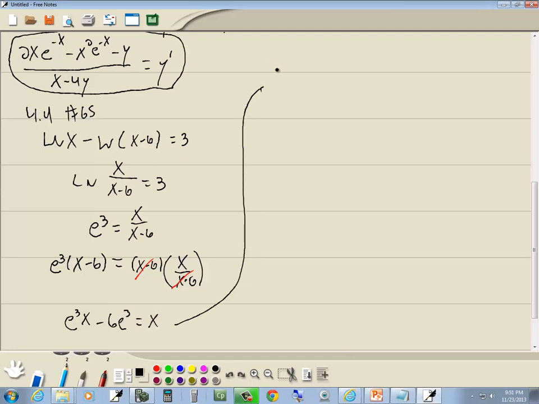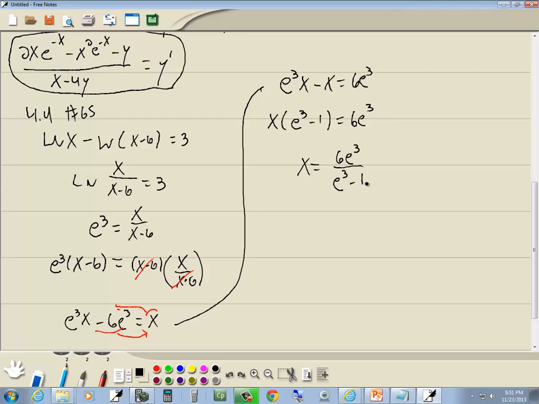Now we're trying to get x by itself, so we're going to get everything with x on one side and everything else on the other side. So I've got e to the third x minus x is equal to 6e to the third. I took the negative 6e to the third to the right side, and I took the x to the left side. Now I want to factor an x out, and that gives us x times e to the third minus 1 equals 6e to the third. Then divide both sides by e to the third minus 1, and we get x is equal to 6e to the third over e to the third minus 1. And that's our answer.